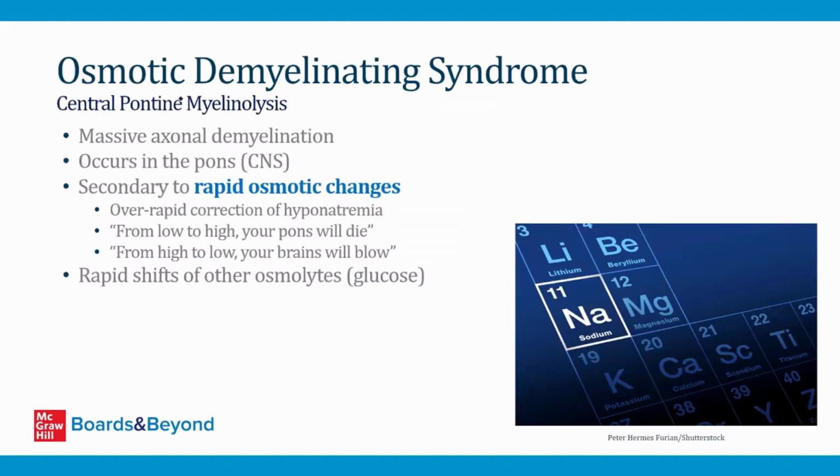Okay, our last disorder for this video is the osmotic demyelination syndrome, also known as central pontine myelinolysis. In this condition, there's massive demyelination of axons in the pons. That's why it's sometimes called central pontine myelinolysis. And the cause of this disorder is rapid osmotic changes in the plasma. The classic cause of osmotic demyelination syndrome is over-rapid correction of hyponatremia.